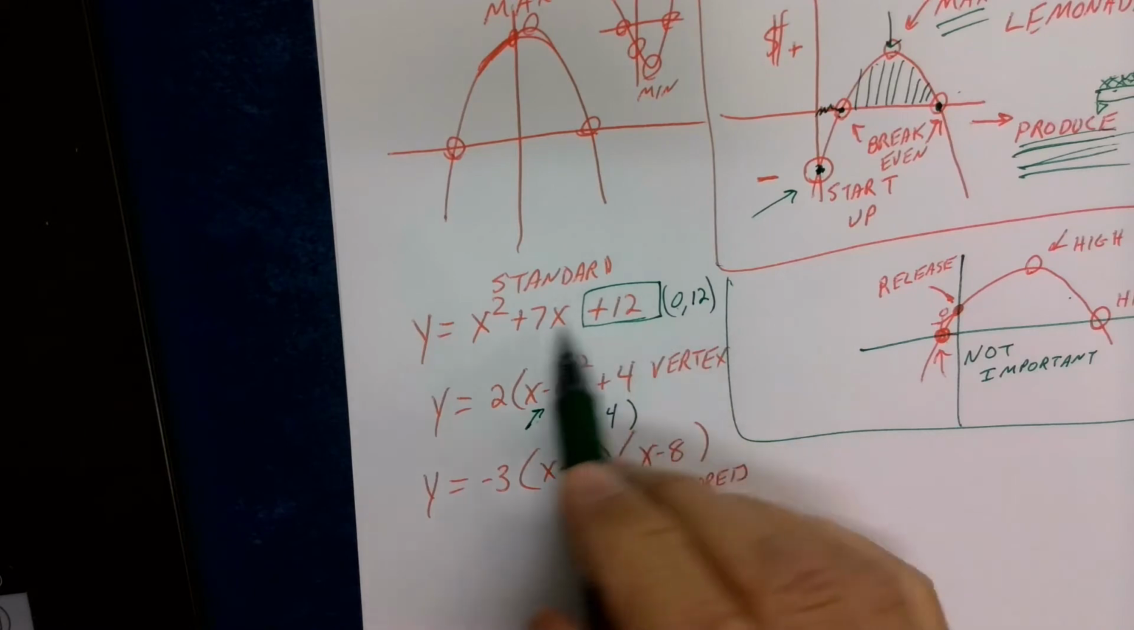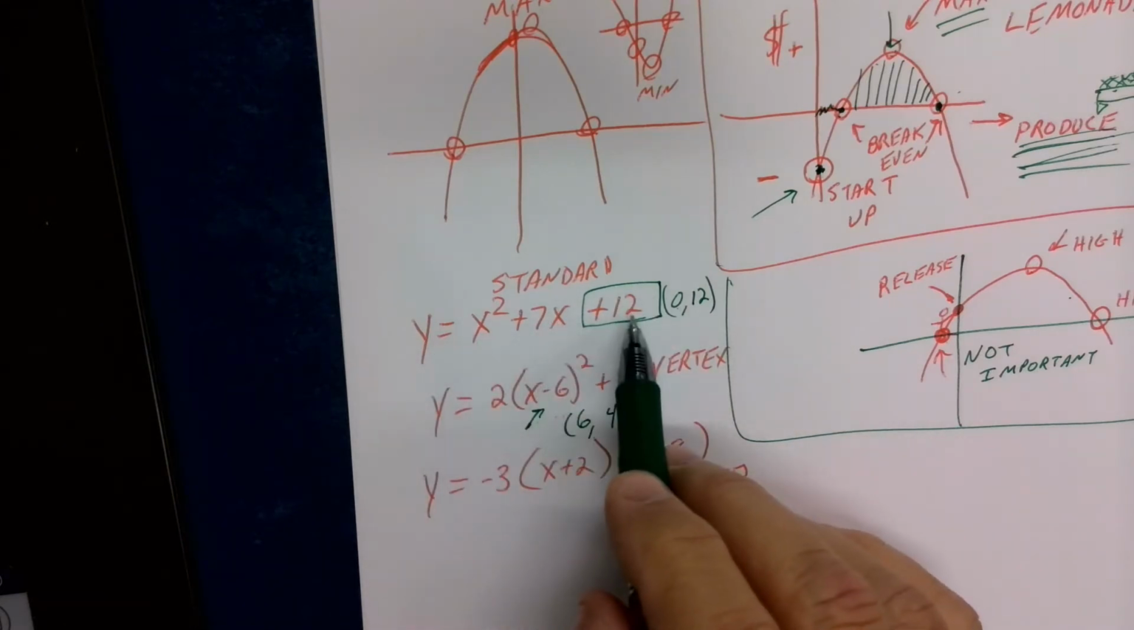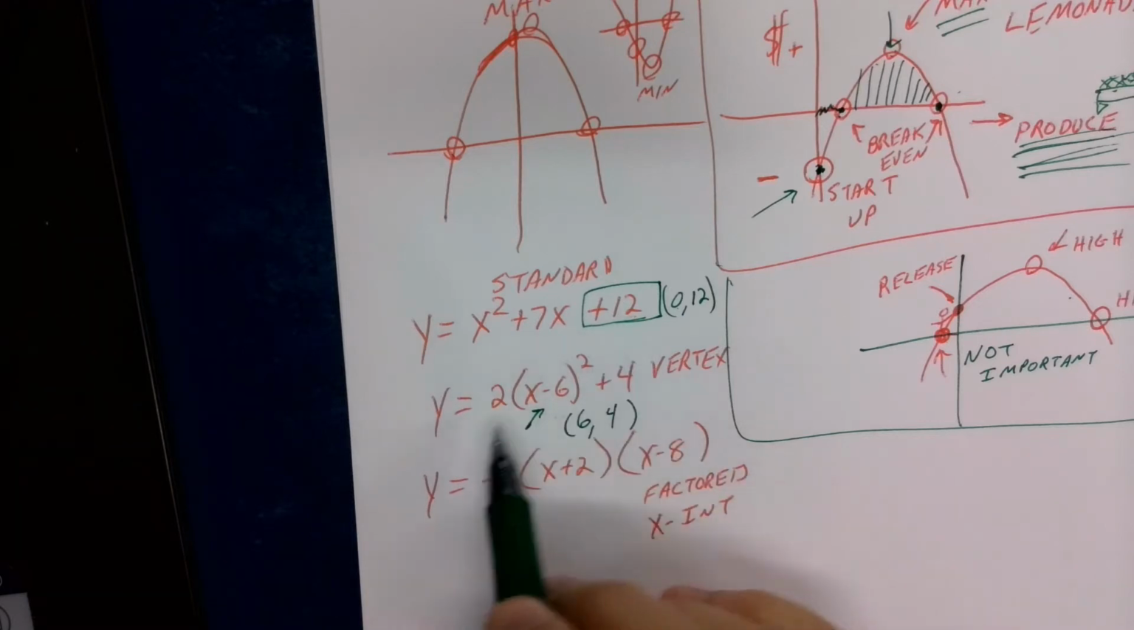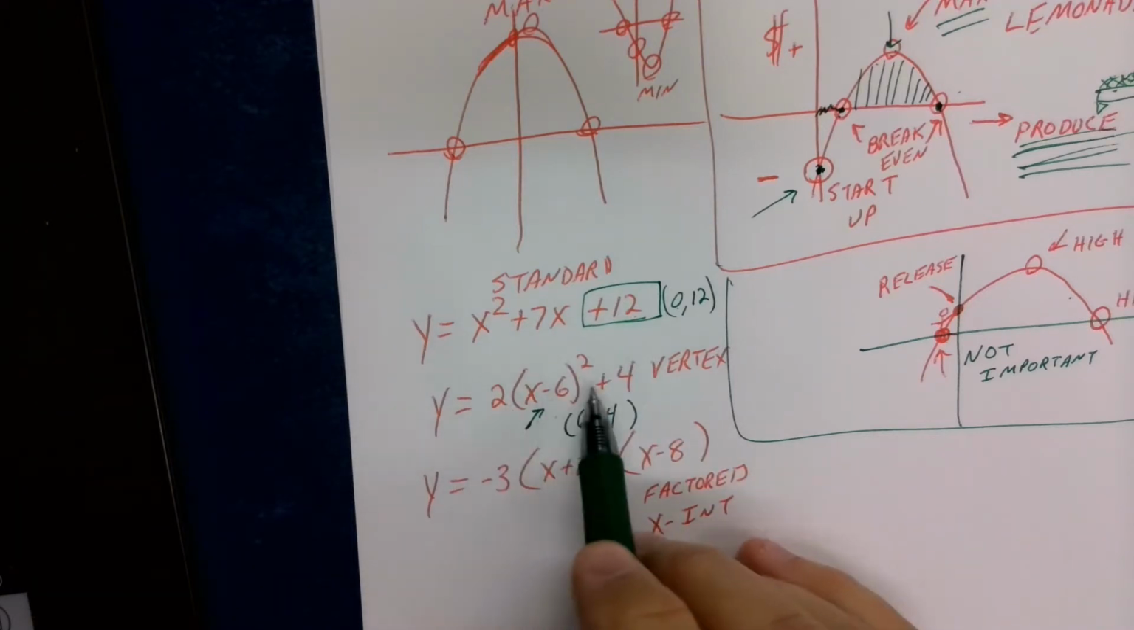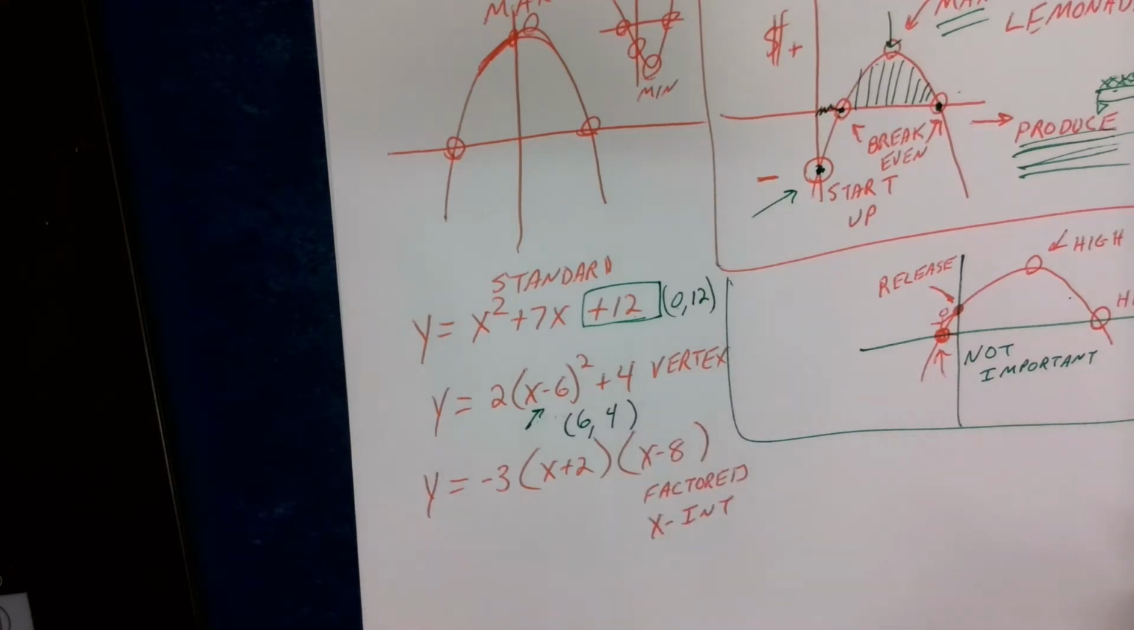And you could quickly take your graphing calculator and graph those. Graph y equals x squared plus 7x plus 12, and you would see that the y-intercept actually is 12. You can graph y equals 2 times (x minus 6) squared plus 4, and you would see the vertex is at (6, 4).